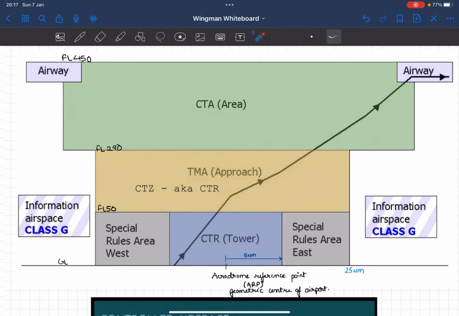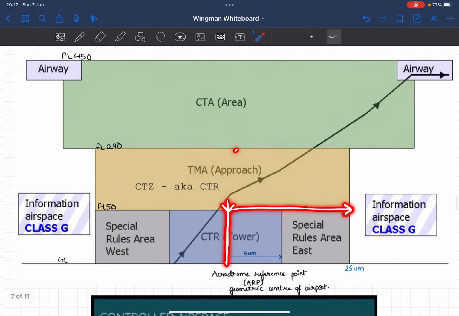Then the approach extends from the center, which is usually taken from the VOR or the geometric center of the airport, and it's taken for 25 nautical miles. And the area control extends for a very wide region. Now coming back to what we were actually talking about: the tower handles traffic. Let's understand this with an example. The tower handles takeoffs and landings. Let's understand the whole procedure with an example.